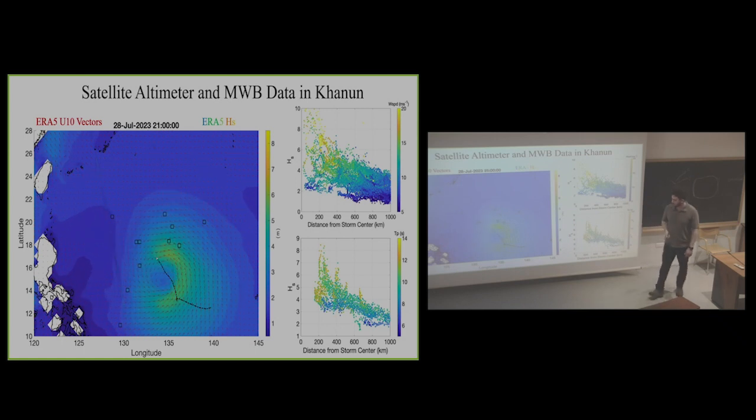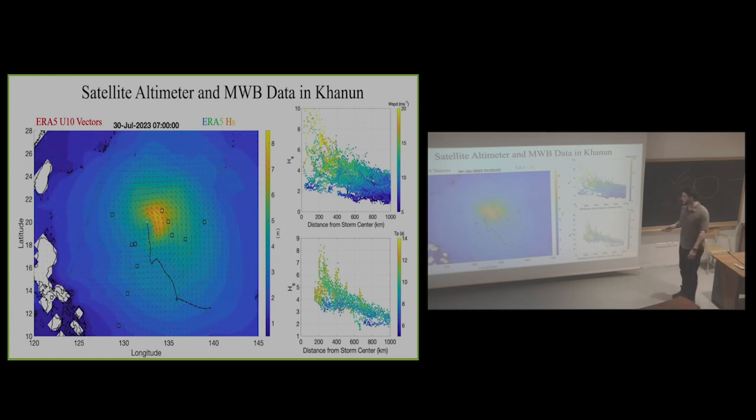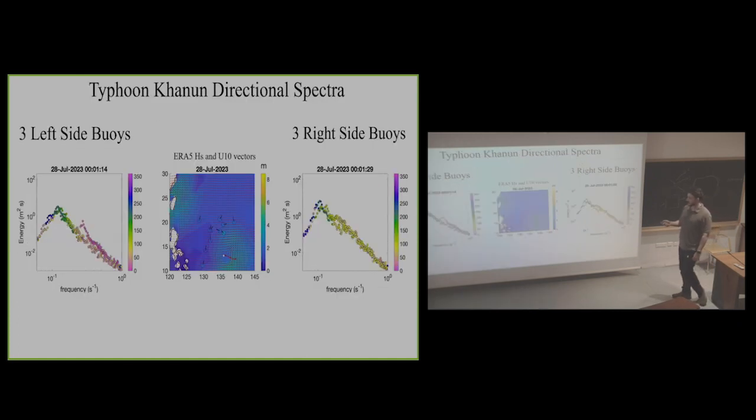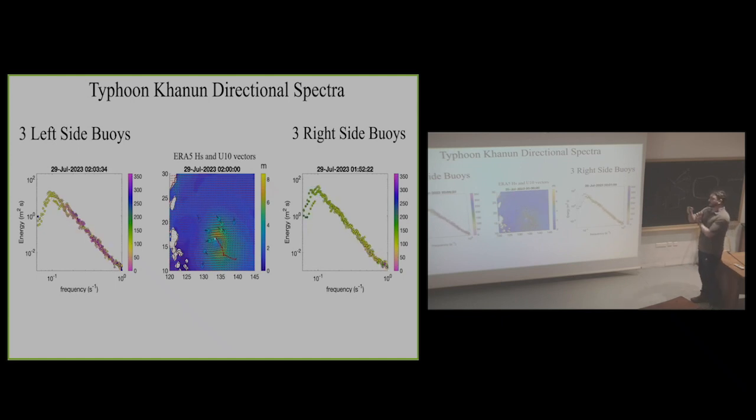So there you can see Typhoon Kanoon going through our buoy array, and you'll see flashes of the altimeter data available during this time period as well. And I'm just showing some scatter plots of the data relative to the distance away from the storm center here. And then the great thing about the buoys is obviously we have all this great spectra data to look at now. So we got super lucky that it went straight through our array, and we have observations on both sides of the storm, which is pretty unique.